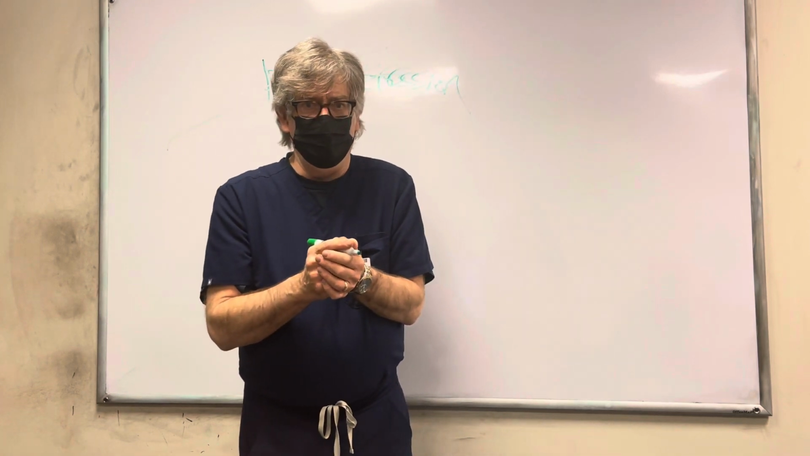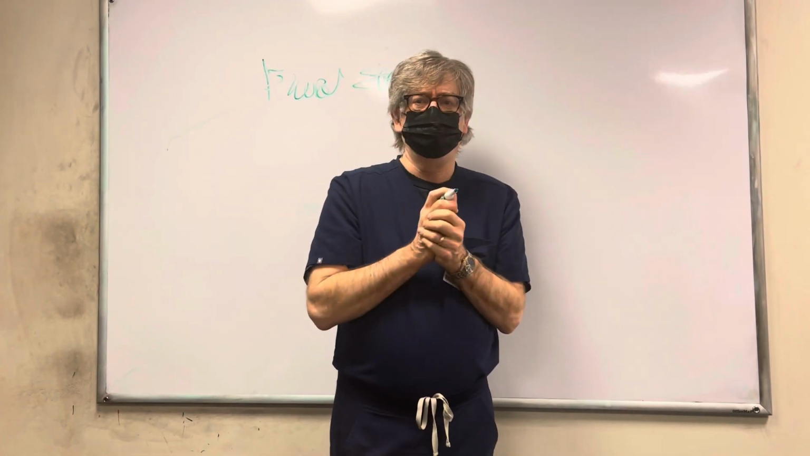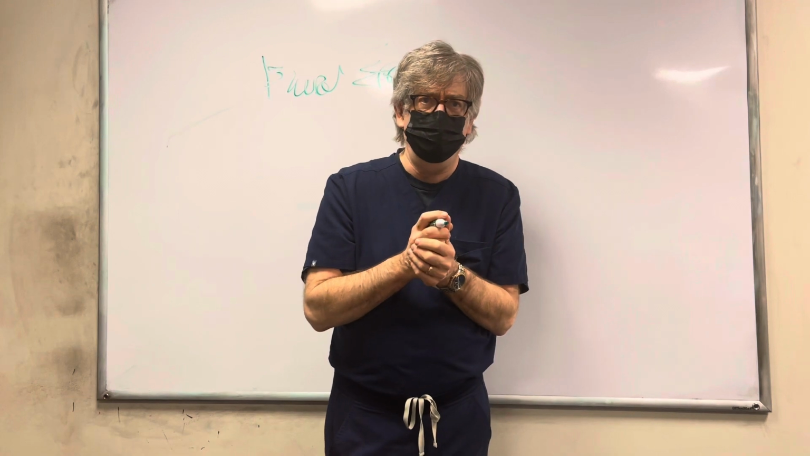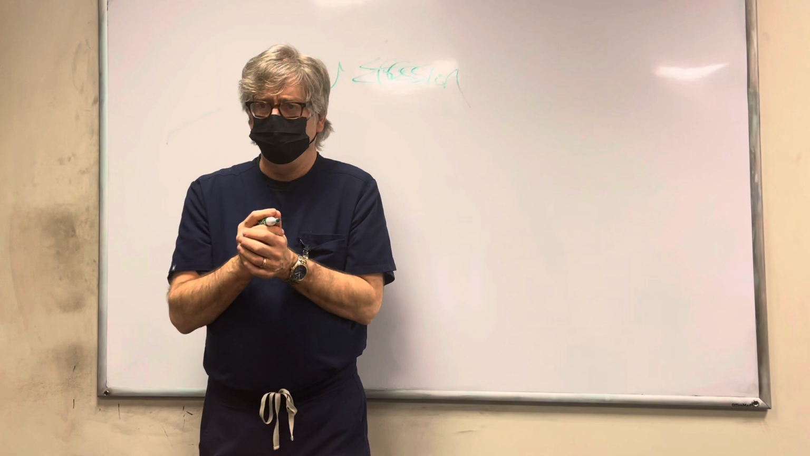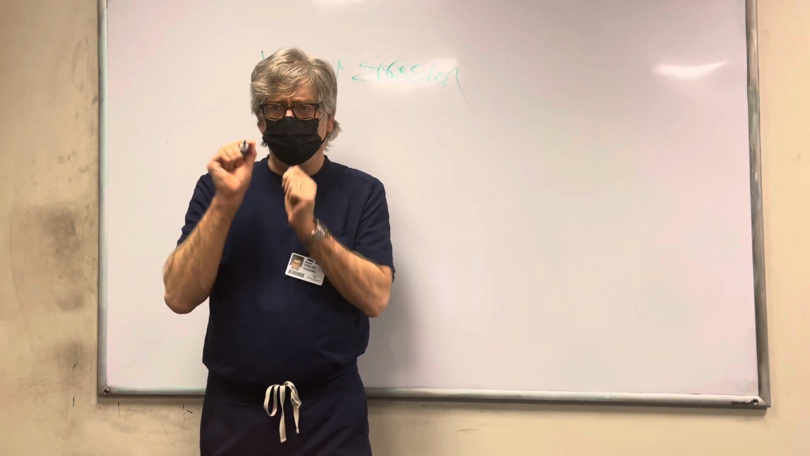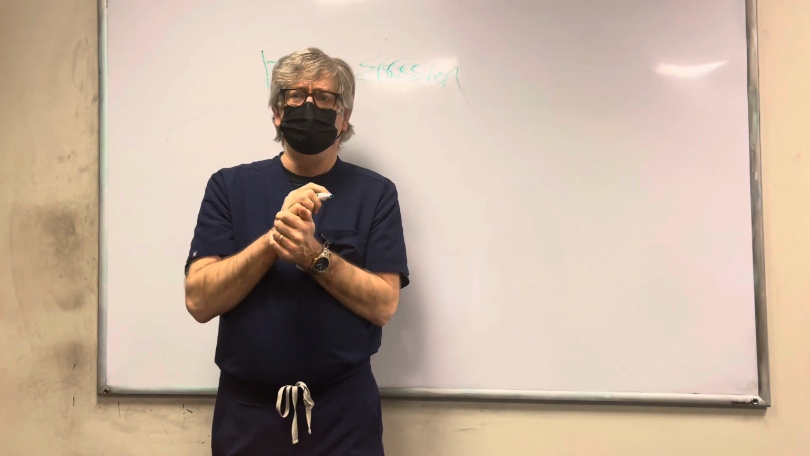Okay, when you're doing the thoracentesis, remember to go above the rib. Underneath the rib, you have the neurovascular bundle, and you can have complications. So when you're doing a thoracentesis, do it above the rib.